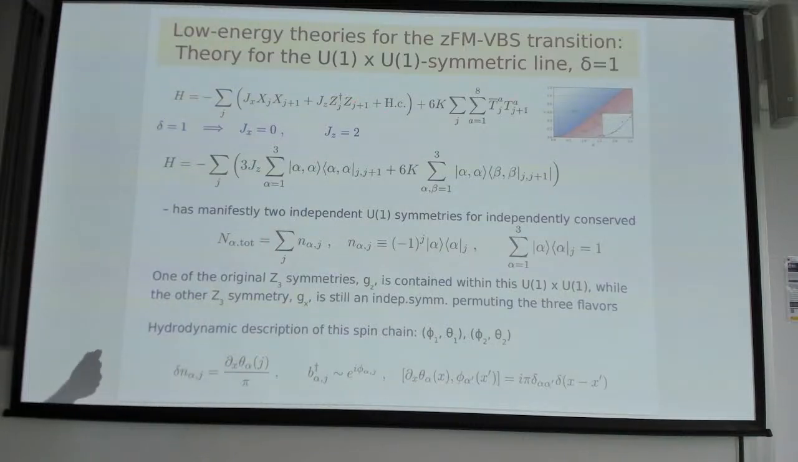You can expect you actually have U1 symmetries, in fact, two U1 symmetries. So this Z dagger Z in this Gell-Mann, or generators of SU3, they are like T8, T8, T3, T3. So you have two U1 symmetries. You can write down a bosonized theory with two U1 symmetries. And along this line, one of the Z3 symmetries is actually contained within these two U1s, while the other Z3 symmetry is still an independent symmetry permuting the flavors, okay?